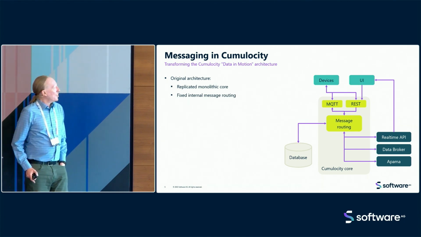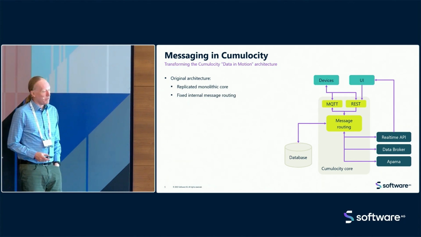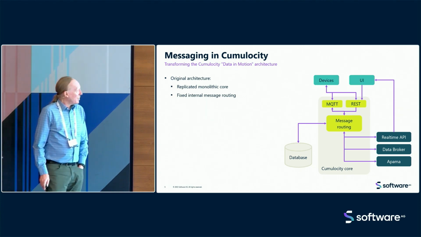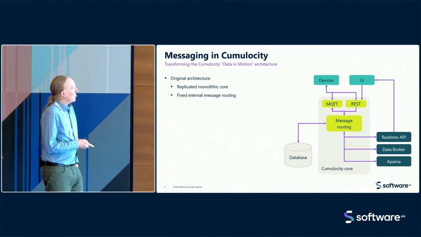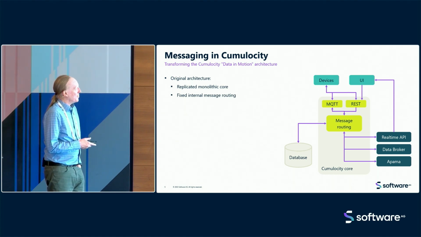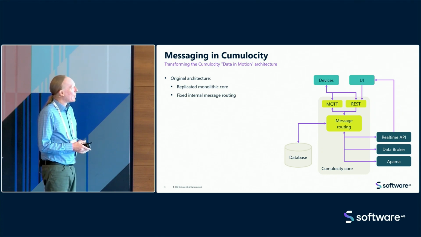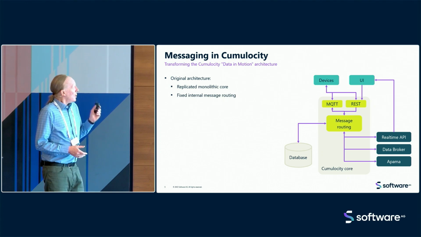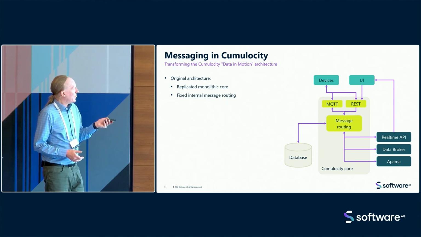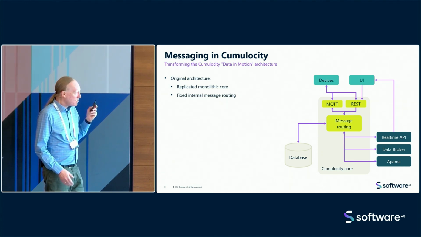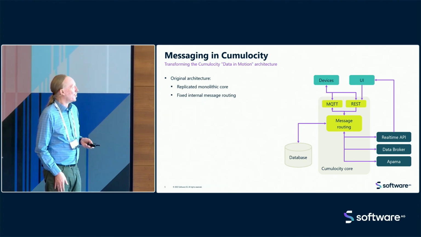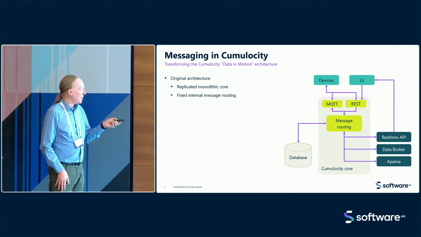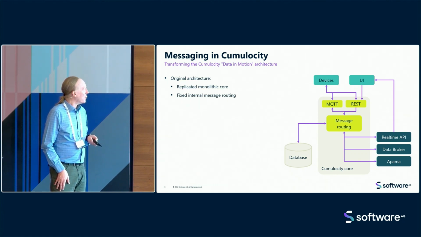So, how are we making use of this within Cumulocity? This is where we started a couple of years ago on this journey. This is how message routing was traditionally done within Cumulocity. You've got your Cumulocity core, which is this big monolithic piece of software, replicated for high availability, but still a monolith. Data comes in, and then there is a pretty much hard-coded, fixed way of routing the messages out to the different things that need to consume them, very hard to change, very hard to add new consumers onto this setup.